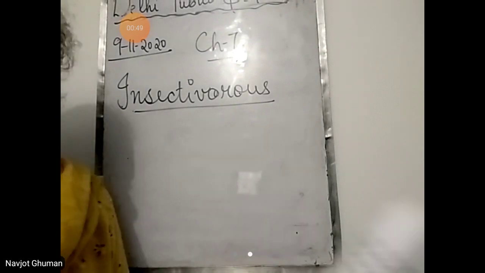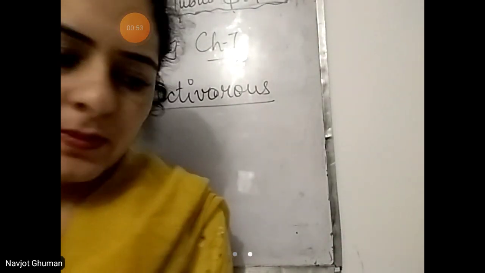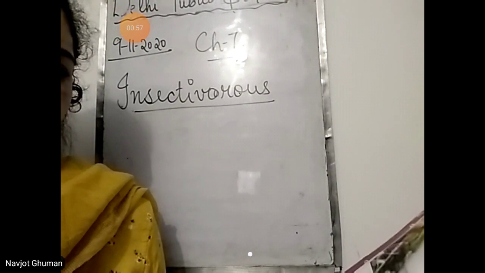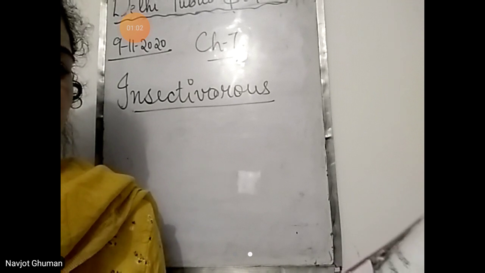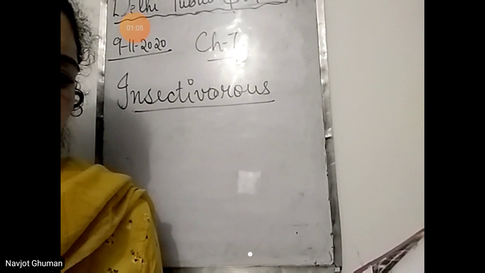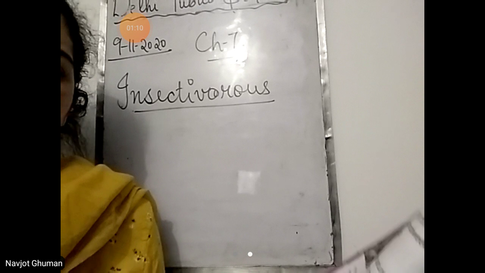Now, what are these plants? Let's read page number 80. Some plants are carnivorous in nature. Their leaves are modified to trap insects, and hence they are known as insectivorous plants. Venus flytrap and pitcher plant are examples of such plants.